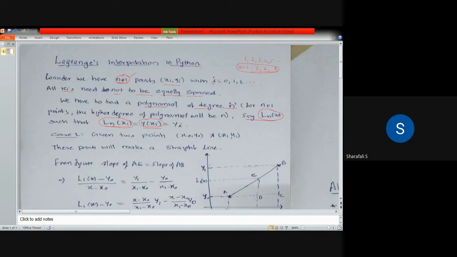So for this x value, if you calculate Ln of xi, then that will be equal to y of xi, which means it will be equal to the y value corresponding to that x value, which is nothing but yi. So that is what we have to calculate by using this interpolation technique. If you don't know the y value corresponding to the ith x value, then you can use this Lagrange's interpolation, find out Ln of xi, and you will get the corresponding y value for the unknown x value.